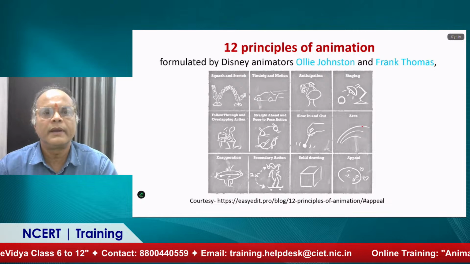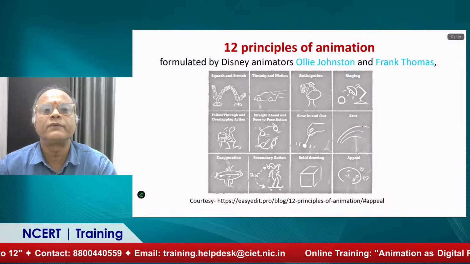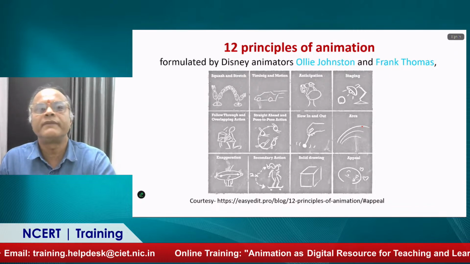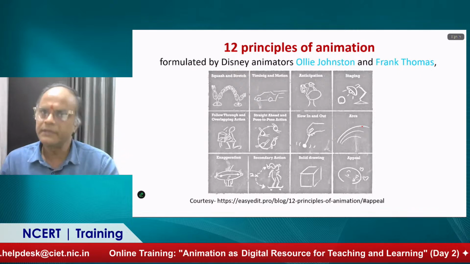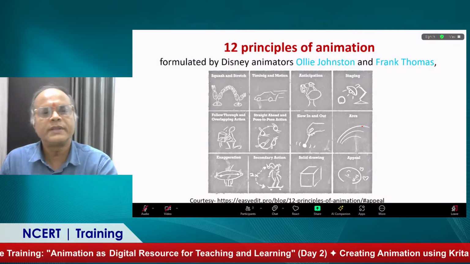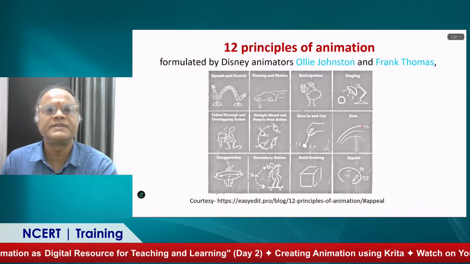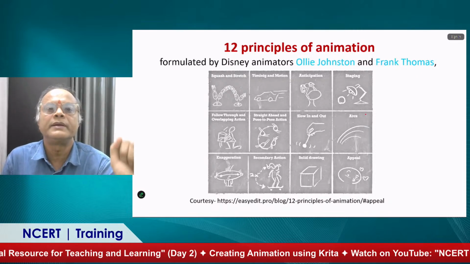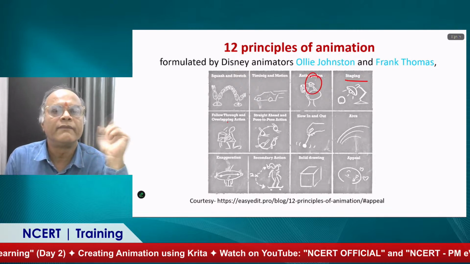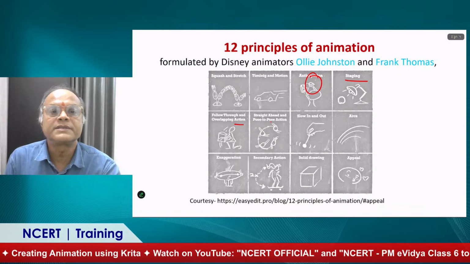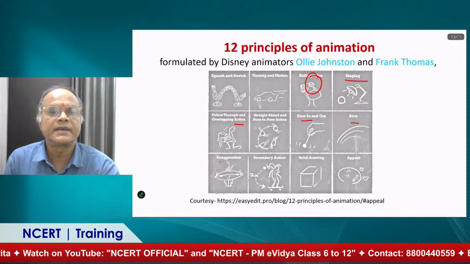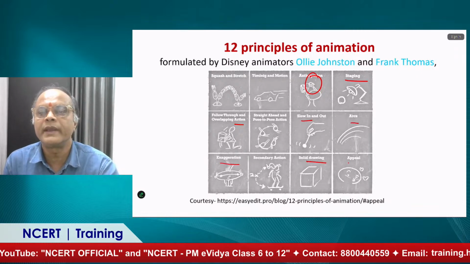At this time you can see there are the 12 principles of animation. These 12 basic principles of animation were formulated by the Disney animators Ollie Johnston and Frank Thomas. The 12 principles are: squash and stretch, anticipation, staging, follow through and overlapping action, straight ahead and pose to pose action, slow in and slow out, arcs, timing and motion, exaggeration, secondary action, solid drawing, and appeal.